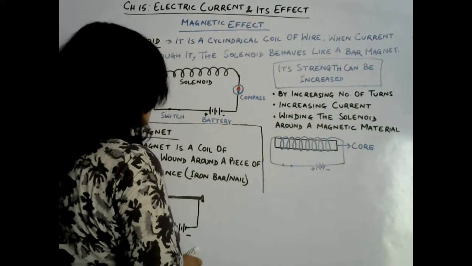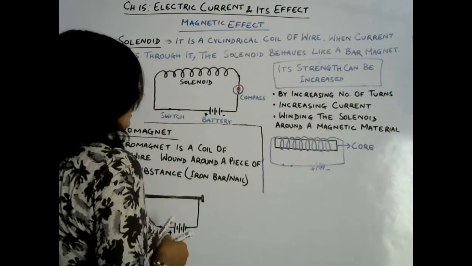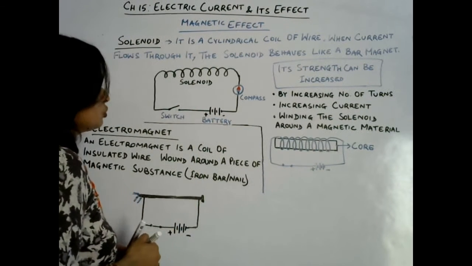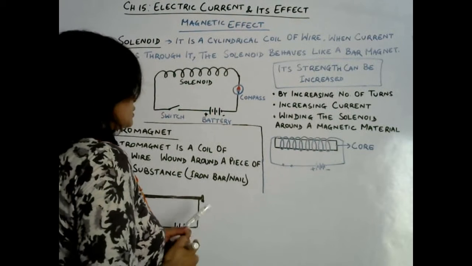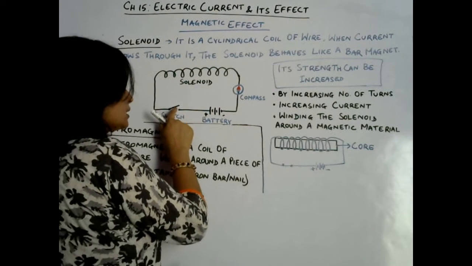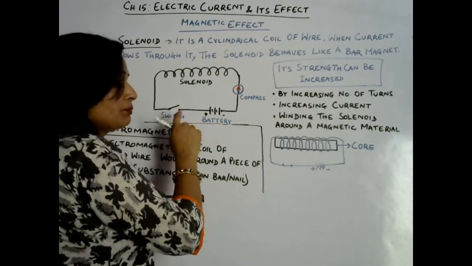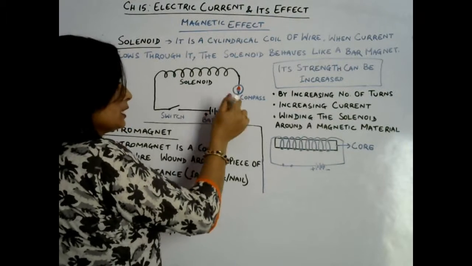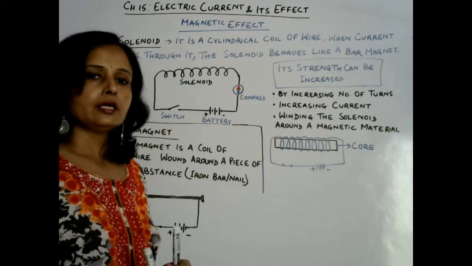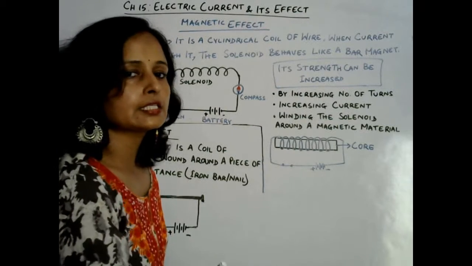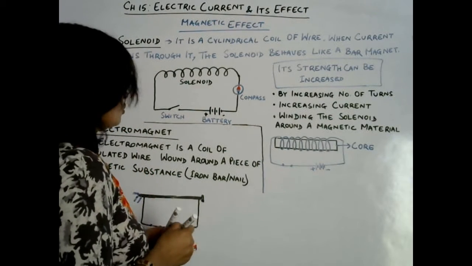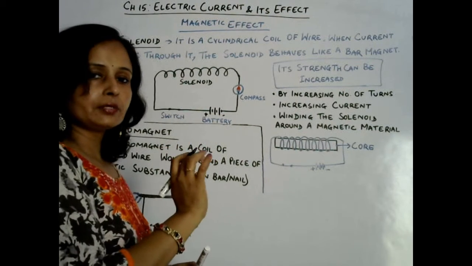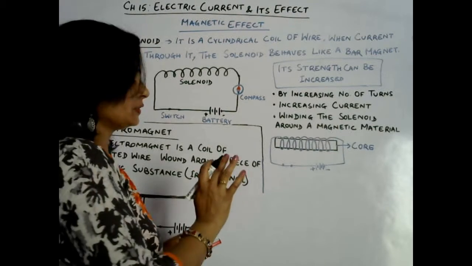Look at this arrangement. When the switch is off, the circuit is open. Circuit is open when the switch is off. Okay, switch off, circuit open, then the compass needle will not show any deflection. But as soon as we switch on, that means when we complete the circuit, the circuit is closed, so the switch is on.